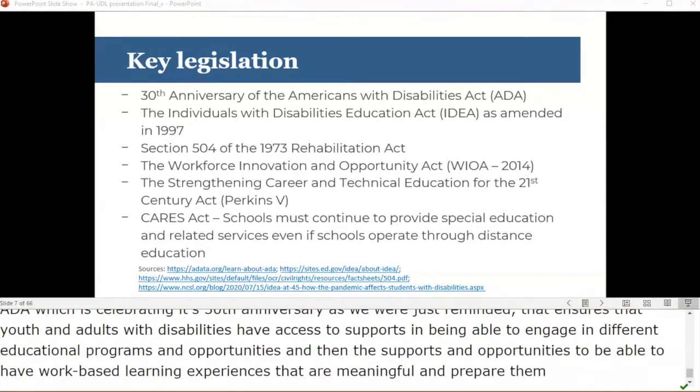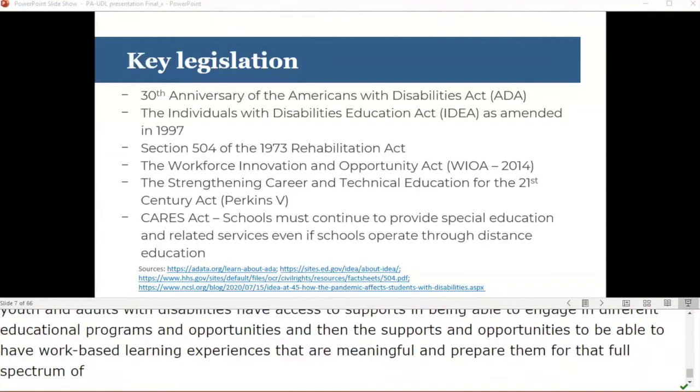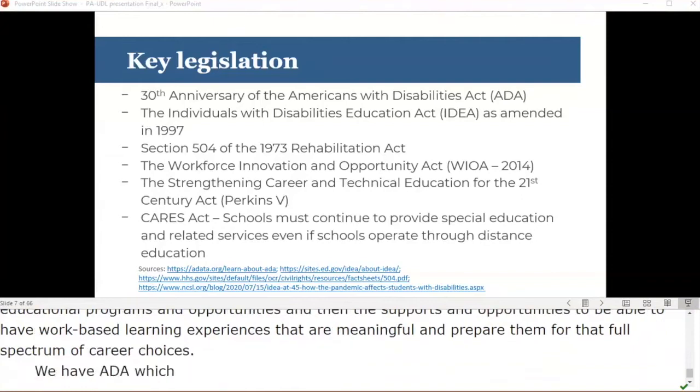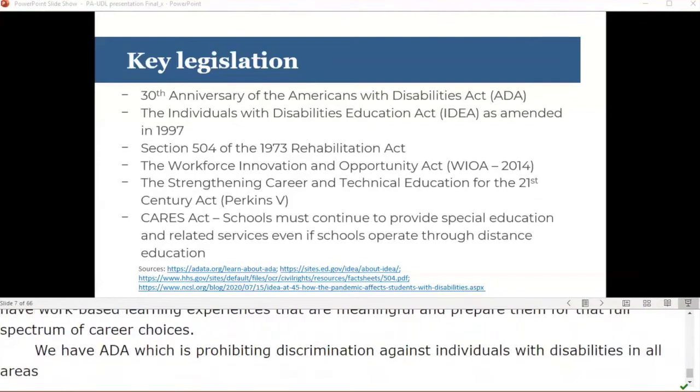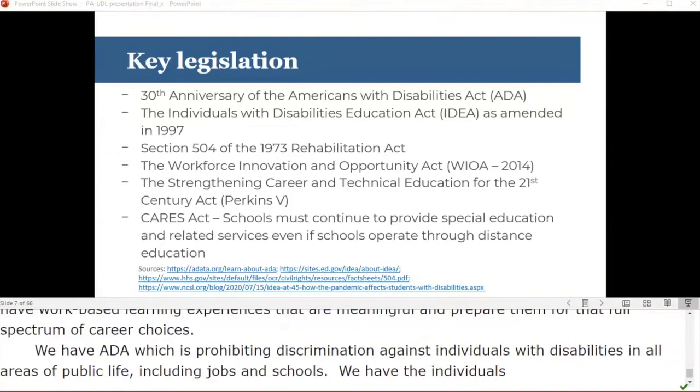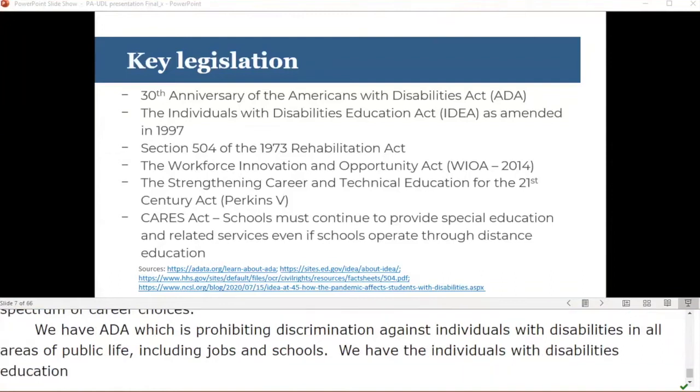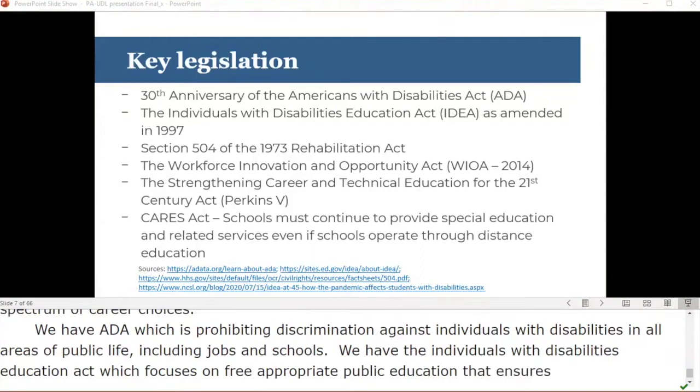So we have ADA, which is prohibiting discrimination against individuals with disabilities in all areas of public life, including jobs and schools. We have the Individuals with Disabilities Education Act, which focuses on free, appropriate public education that ensures special education-related services to students with disabilities.